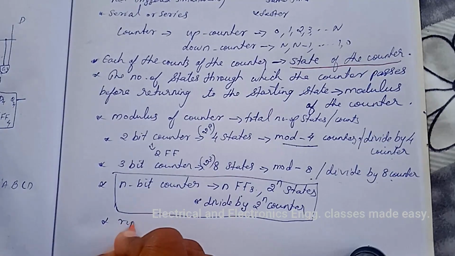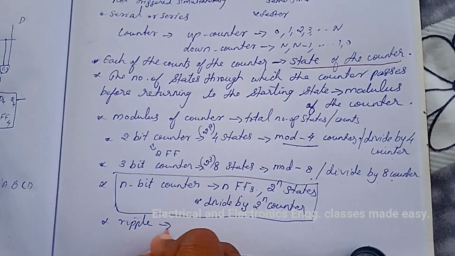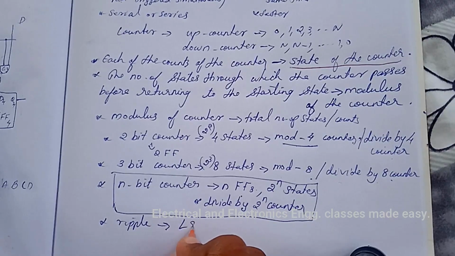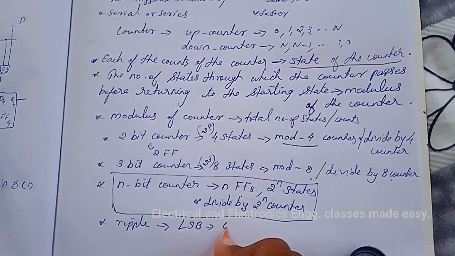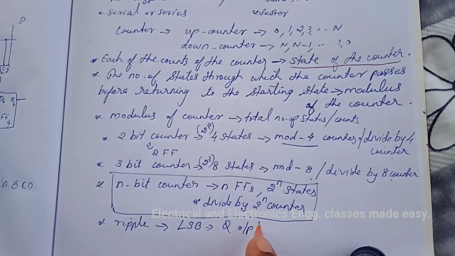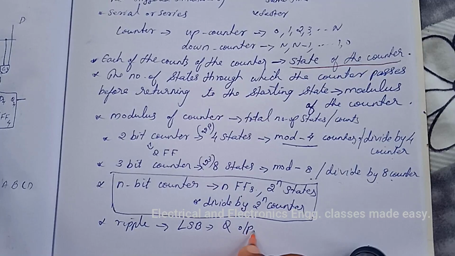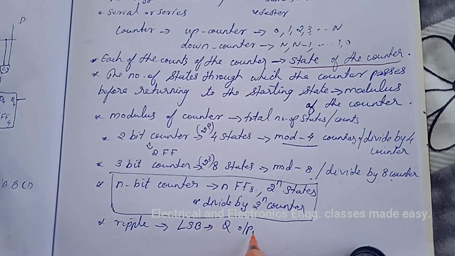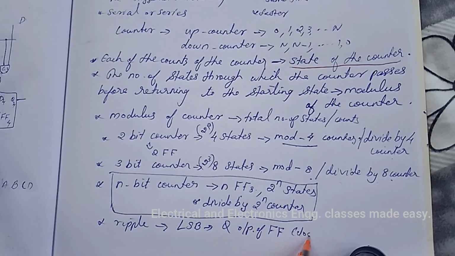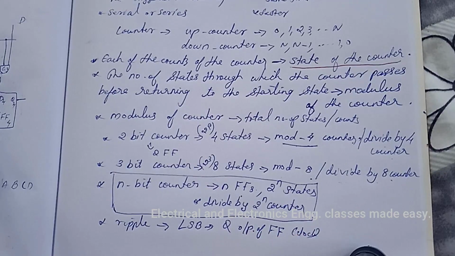In ripple counters, the LSB is the Q output of the flip-flop to which the external clock is applied.